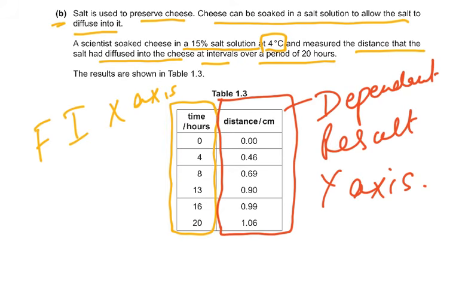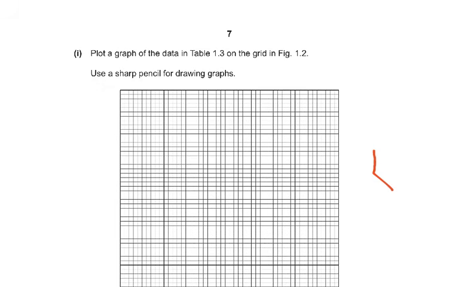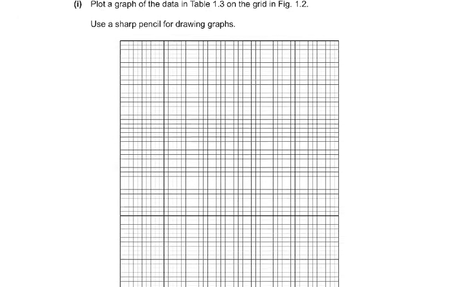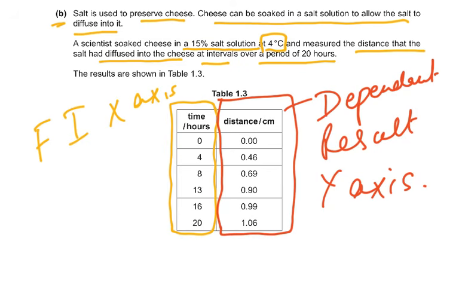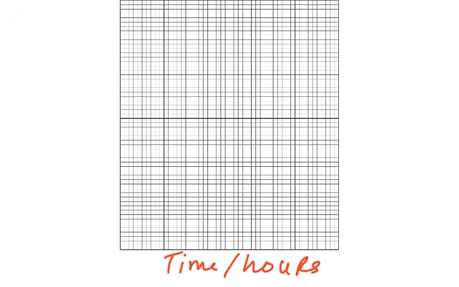So you have to plot a graph of this. Then we look at the grid given to us. So plot a graph of the table 1.3 on the grid. Use a sharp pencil for drawing graphs. Now you have to distribute it on this. So first of all, you label the axis. The axis labeling was time in hours goes on the x-axis. So you just wrote time slash hours, whatever is written in the previous table, time hours. So use exactly what was written, no abbreviation. And then you wrote distance slash centimeter.